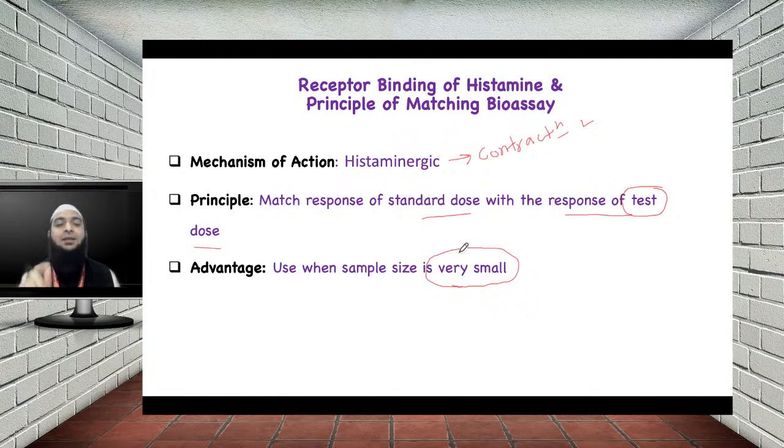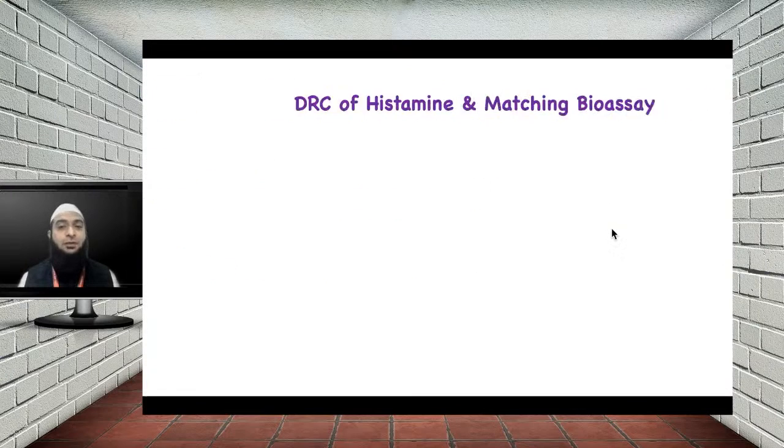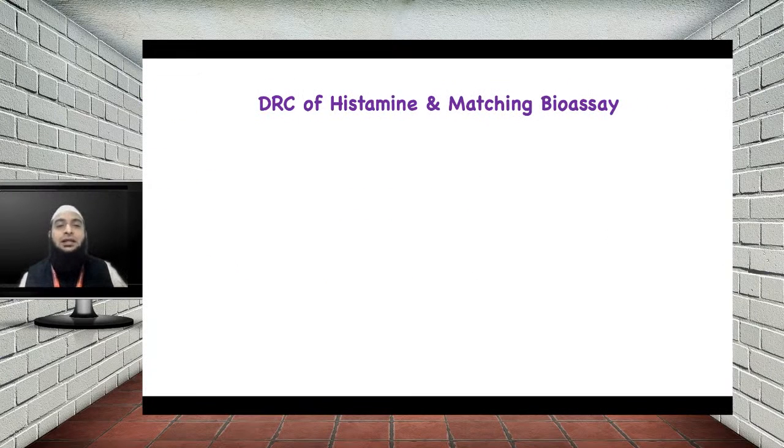So one of the assays is the matching bioassay. It is used when the sample size is very small. That is a very important advantage of the matching bioassay. This is basically the principle of the matching bioassay, where you are trying to match the response of the standard with the response of the test dose. Now let's see how to perform this experiment. First we need to take the DRC of the histamine, and second we need to match the dose of the standard, or the response of the standard, with the response of the test drug. Okay, so let's start with the DRC.